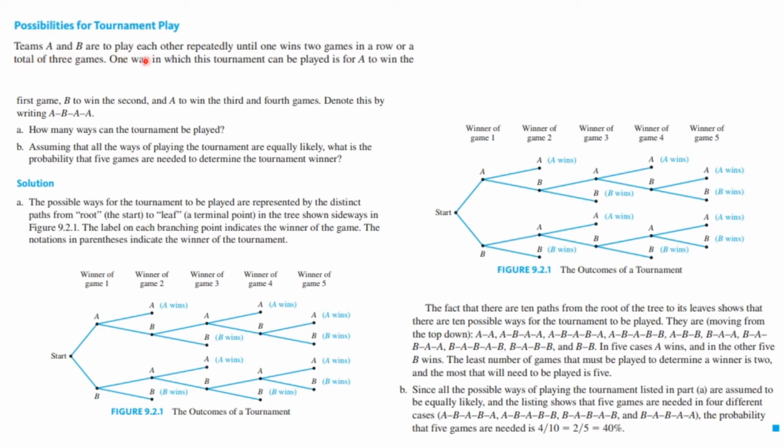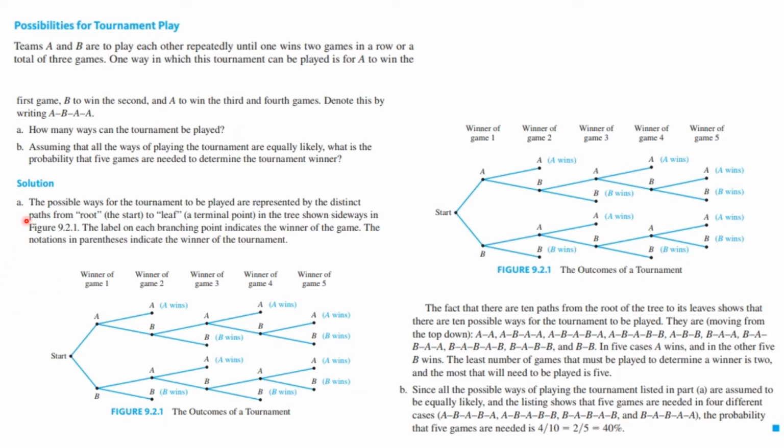Teams A and B are to play each other repeatedly until one team wins 2 in a row, or a total of 3 games. One way in which the tournament can be played is for A to win the first game and B to win the second, and A to win the third and fourth games. Denote this by writing A, B, AA. But anyway, the question that's being asked is, how many different ways can the tournament be played? Well, let's look at that.